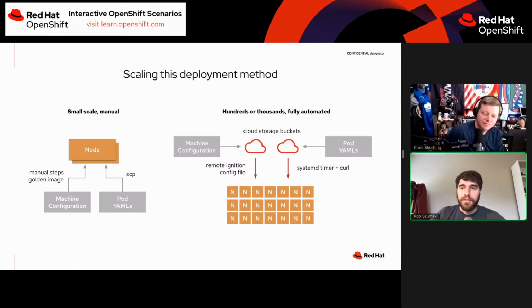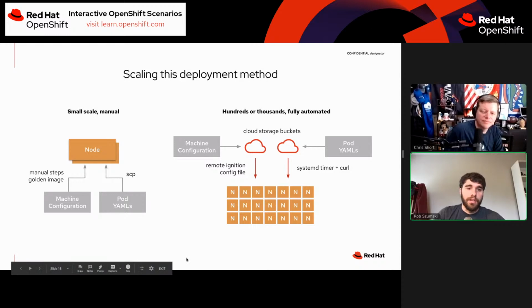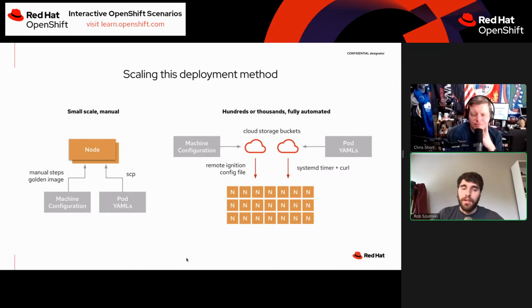And then you can imagine how easy it would be to stamp out thousands and thousands of these things. And so that's kind of what I'm showing here, the process on the left-hand side. You could make some golden images and produce an AMI of this stuff, which would work too for small scale. But really what you would do is you would have this Ignition file that is checked into a cloud storage bucket somewhere.